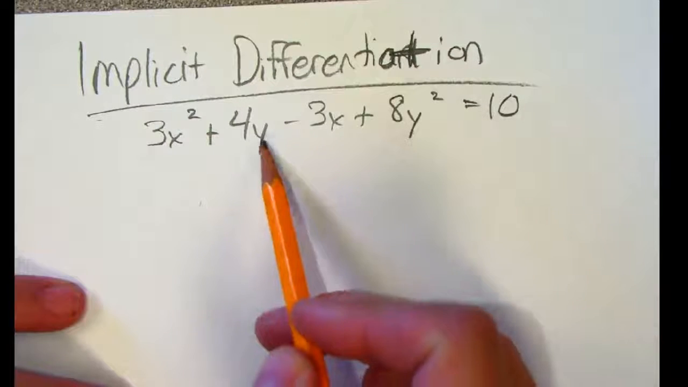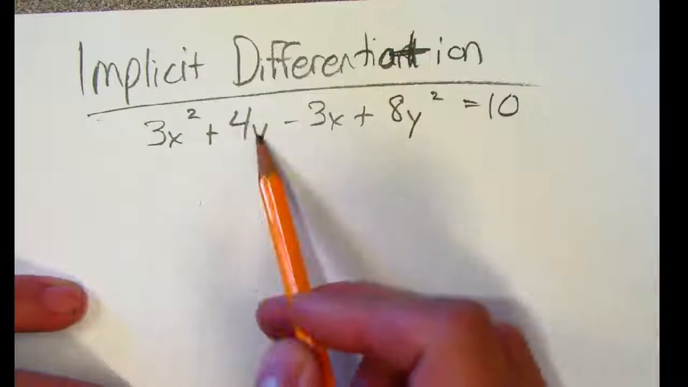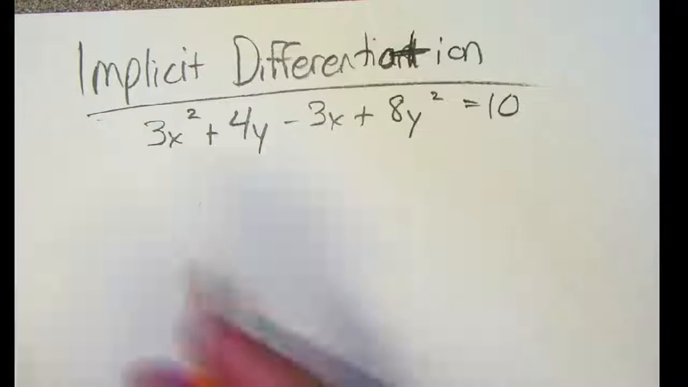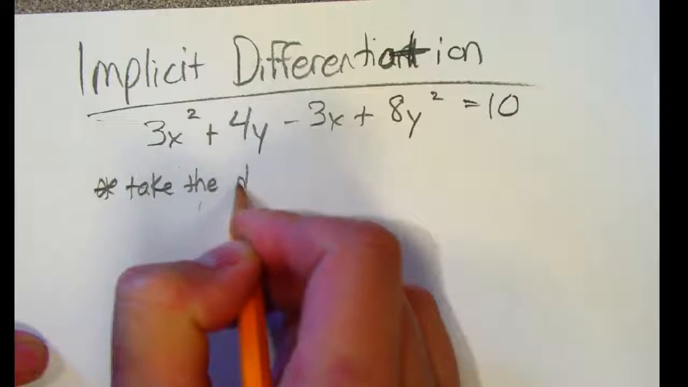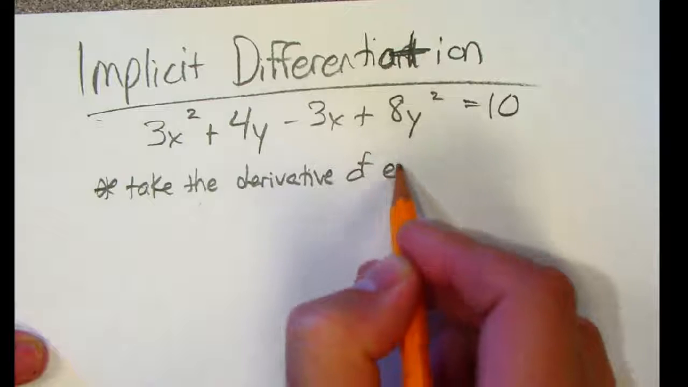You've got a y squared and you've got a y. You're not going to be able to combine them. If you square root this one, this will end up being the square root of y. That doesn't help you. So we're going to have to do a different method. What you're going to do is take the derivative of every variable. Take the derivative of everything.